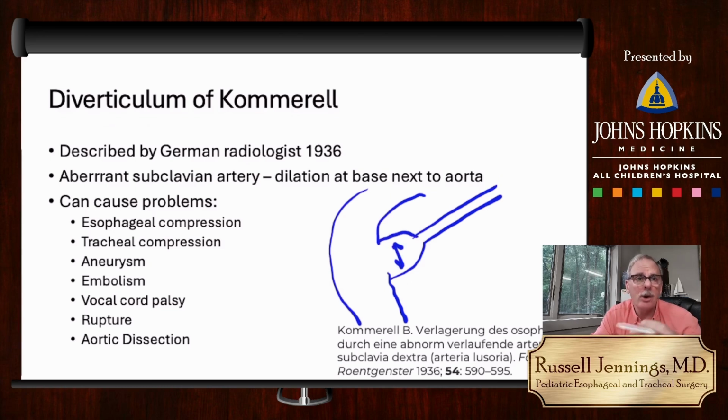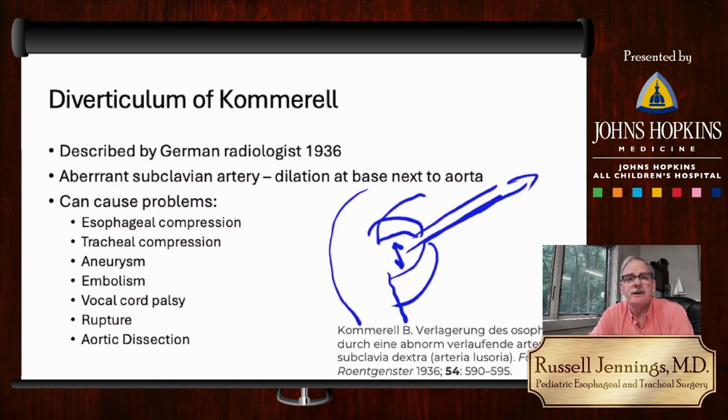It's merely a large part, but it has several problems in that it's taking up space. It can cause esophageal compression, making it hard to swallow. It can compress the airway or the trachea, making it hard to breathe. It can become aneurysmal, which means it becomes quite big and very thin-walled. It can get blood clots in it, which can then shoot off, called emboli, and those would go down this subclavian artery to the hand or the fingers.